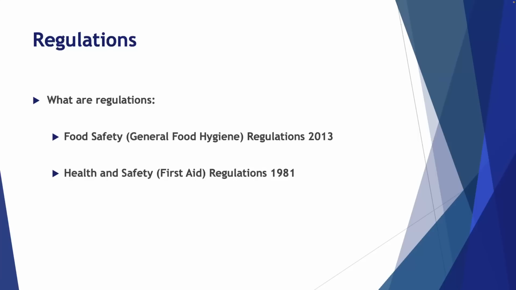The two examples that I've cited here are the Food Safety Regulations of 2013, General Food Hygiene Regulations, as well as the Health and Safety First Aid Regulations that were established in 1981. Regulations can be made by government ministers or even regulatory bodies with powers granted by primary legislation. Just like with statutory instruments, regulations can be made either through an affirmative process or a negative procedure. The regulations often focus more on administrative details.